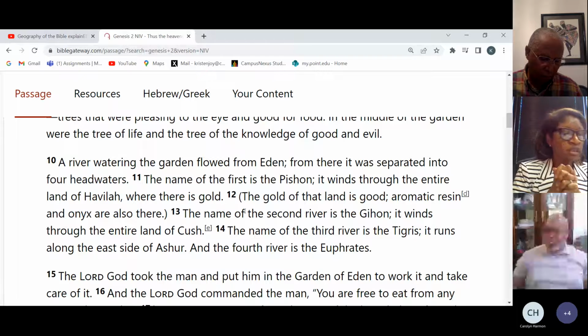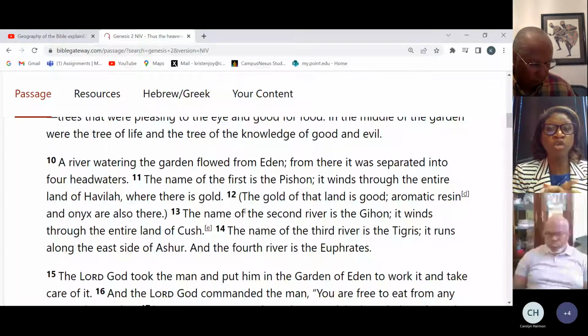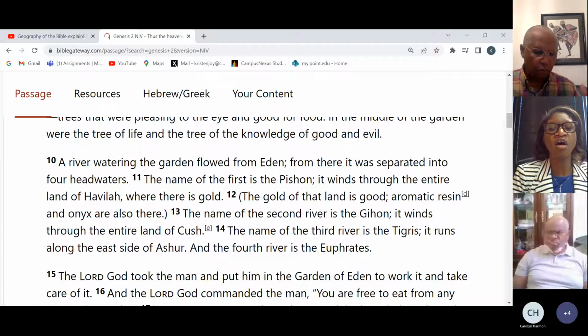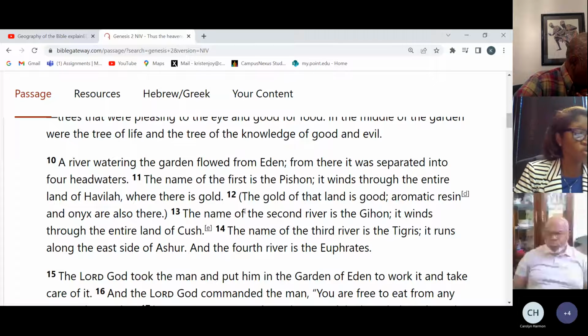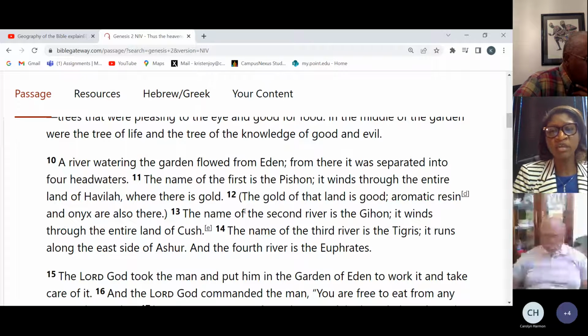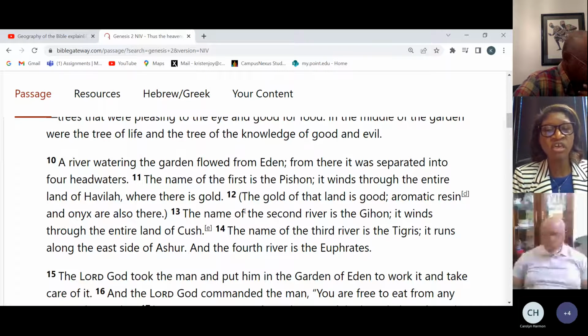So in our studies here this morning, this backs up location. Remember, we talked about those rivers earlier, Tigris, Euphrates, a river flowing from Eden. Okay, so we're in the book of Genesis. We're in the Garden of Eden. Now, the next thing I want you to do, you got your computers open or you got your phones with you. It said that the name of the second river in verse 13 is the Gihon. It winds through the entire land of Cush.